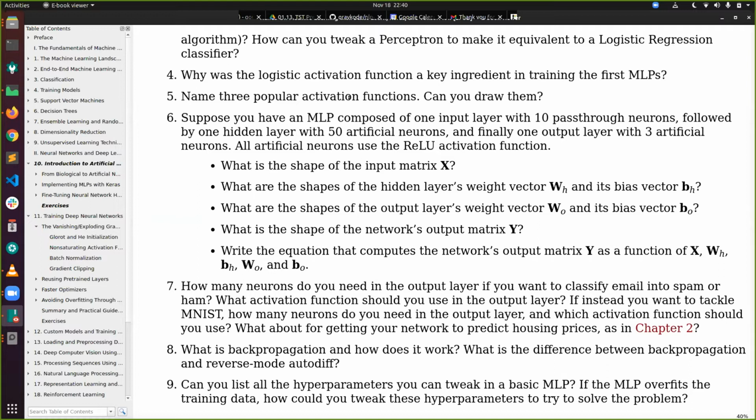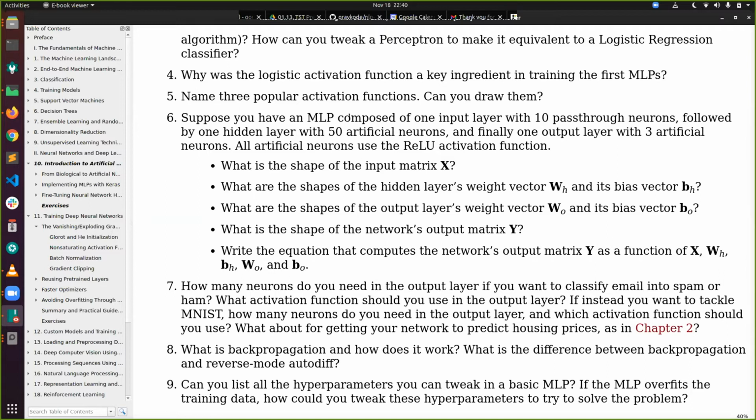Can I draw them? Yeah, sure. Well, I don't know how to. Yeah, right. The sigmoid is like an S shape going from 0 to 1. The tanh is like -1 to 1, also S shaped. And the ReLU is flat up to 0 and then linear with slope 1 after that. Okay, I think we can move on to the next question.